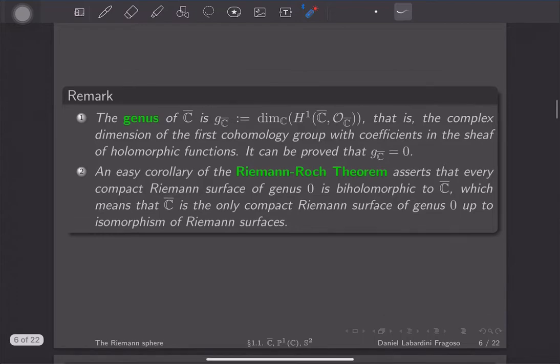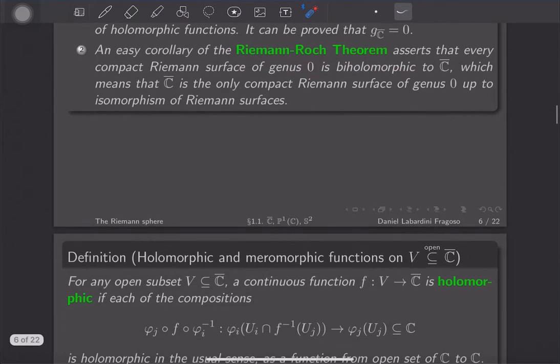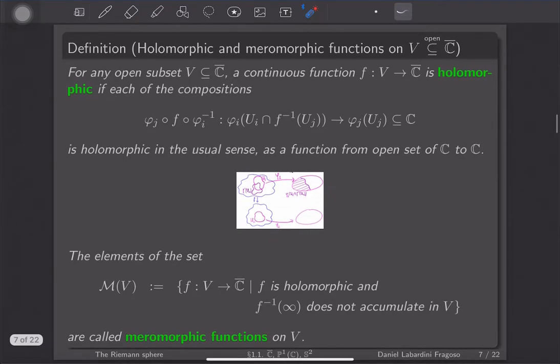Again, if you don't know what the Riemann-Roch theorem is or so on, don't panic. Right now everything is a little bit of a mouthful, but I'm going to be coming more down to earth very soon.